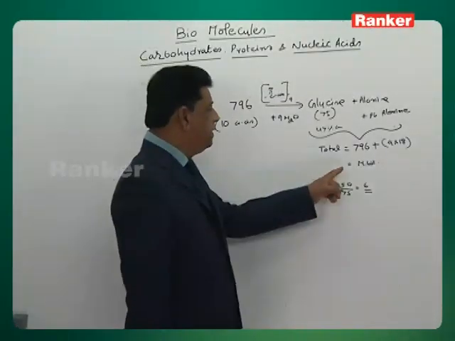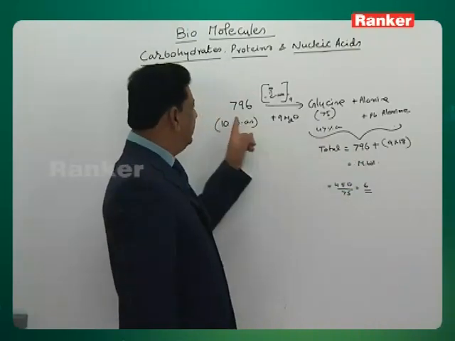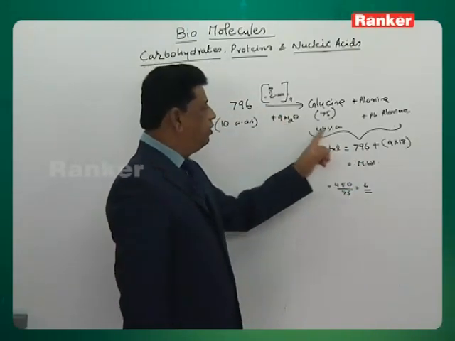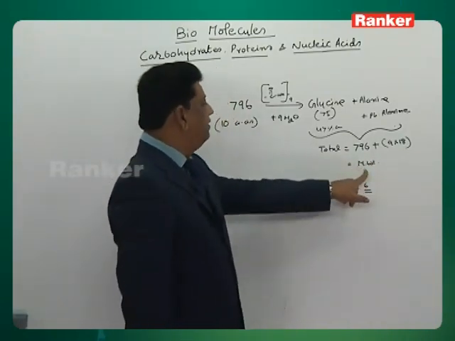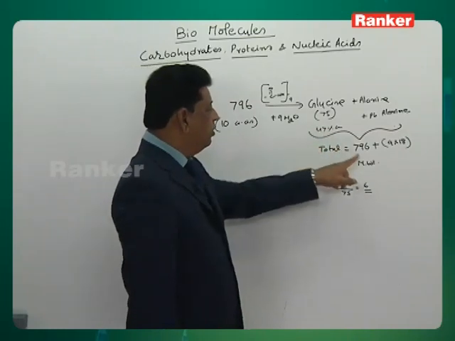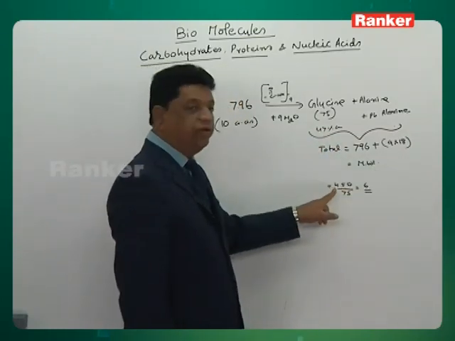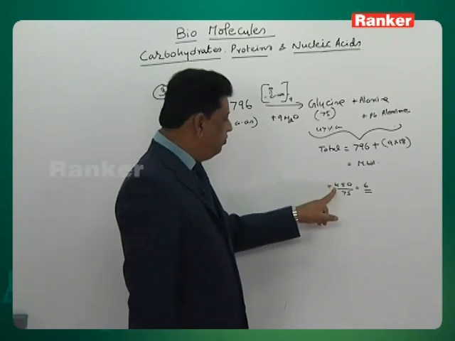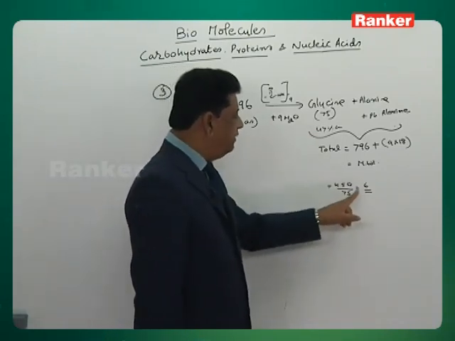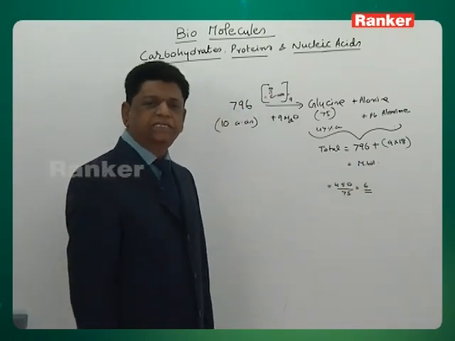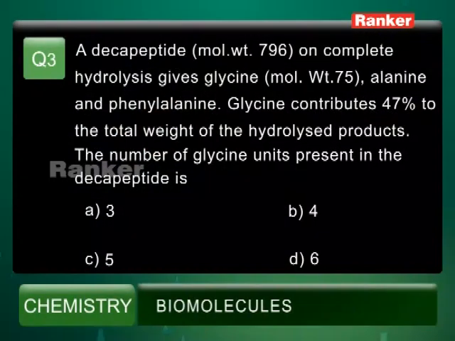What you have to do is calculate the molecular weight, the given one plus the molecular weight of 9 H2O, add it, and you will get the molecular weight. In this molecular weight, 47% means what? You derive that 47% comes to around 450. That 450 divided by each glycine, 75, tells how many glycine units there are: 6 glycine units. So the answer is therefore 6, that is, answer D is the right answer.